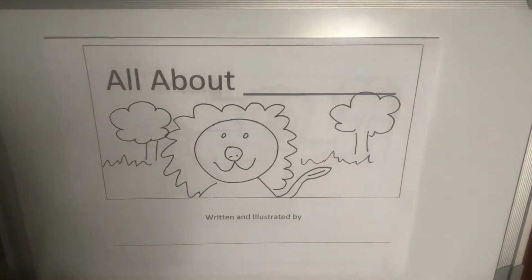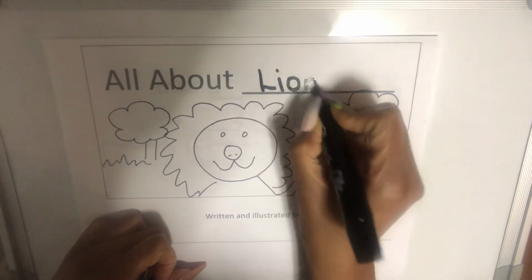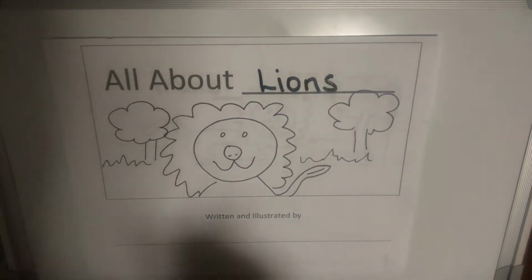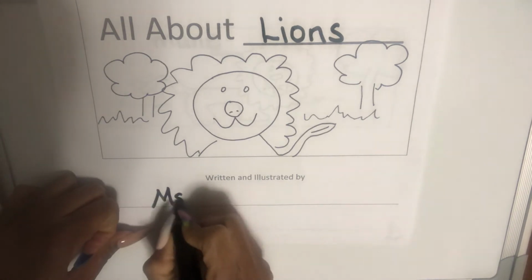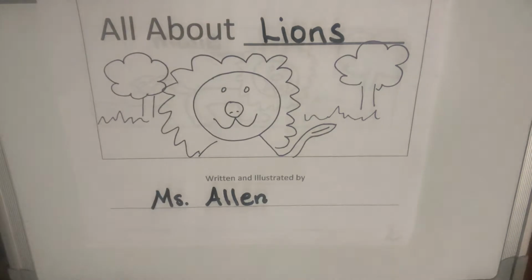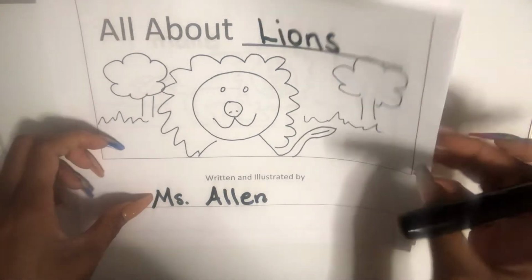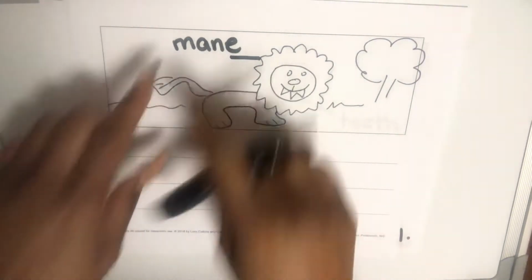Now we have our pictures, we have our labels. Now it's time to start our writing. All about lions. Oh, wow, lions. I'm really excited about this topic. Written and illustrated by Miss Allen. Page 1. Oh, yes. See, this is why we number our pages and we add a label.